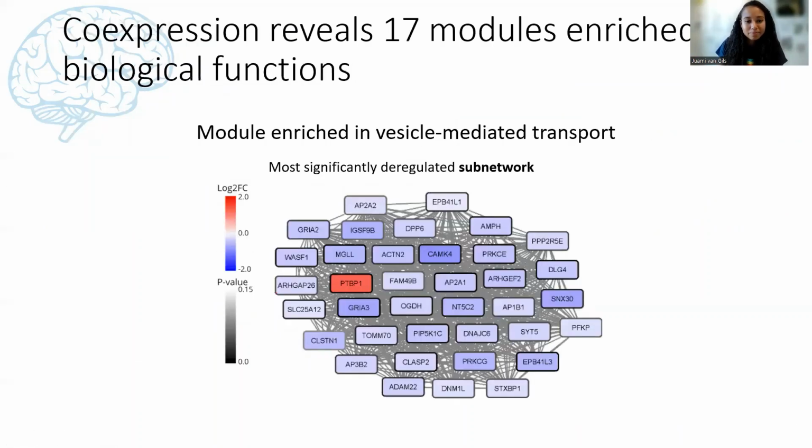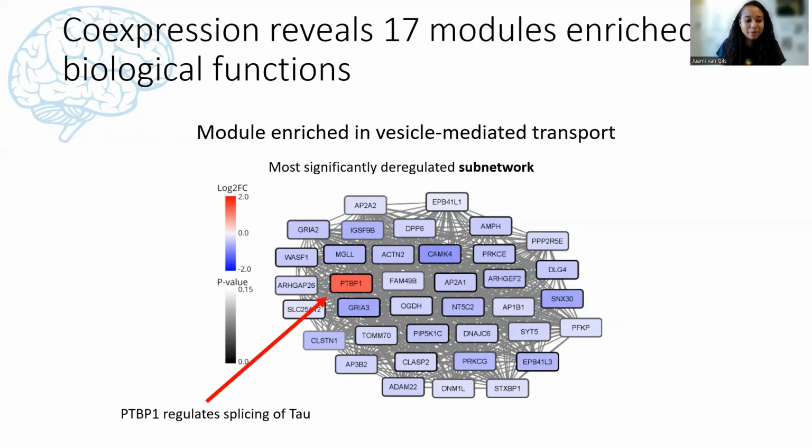So what we see, we found 17 different modules, and I show you one here as an example. This module was enriched in proteins involved in vesicle-mediated transport. And what we see in the subnetwork here is that most of the proteins in the subnetwork have a lower expression in tau versus control, except for this one, which is called PTBP1, which has a much higher expression in tau versus the control group. So we looked a bit at the function of these different proteins, and a lot of them make sense from a brain disease point of view.